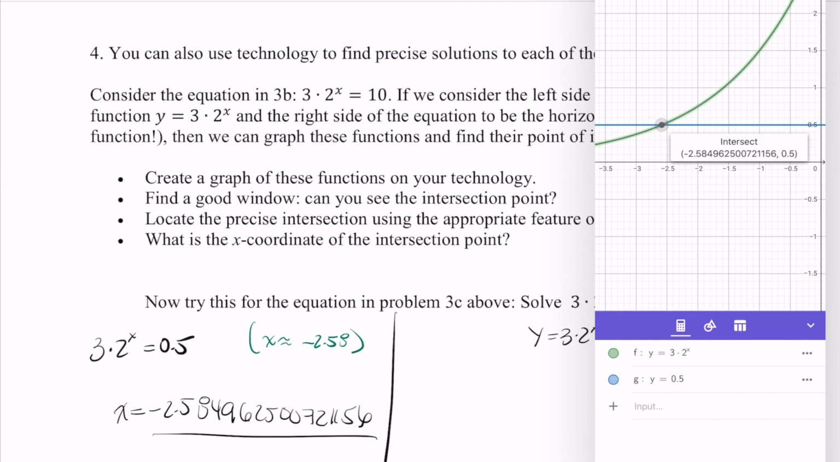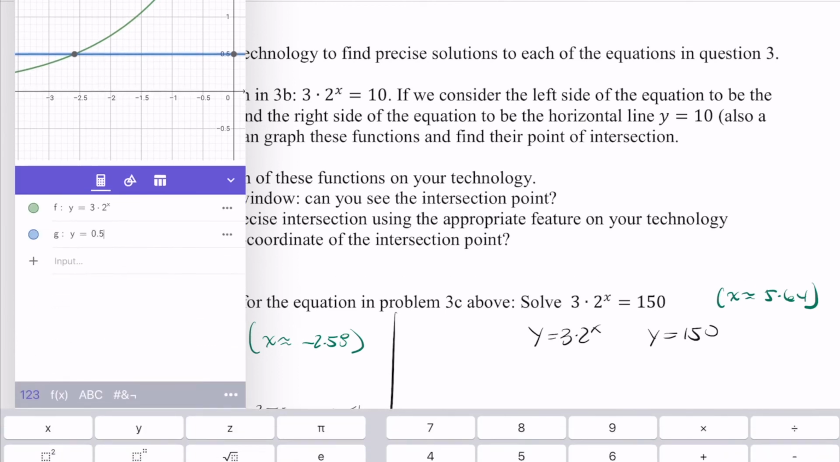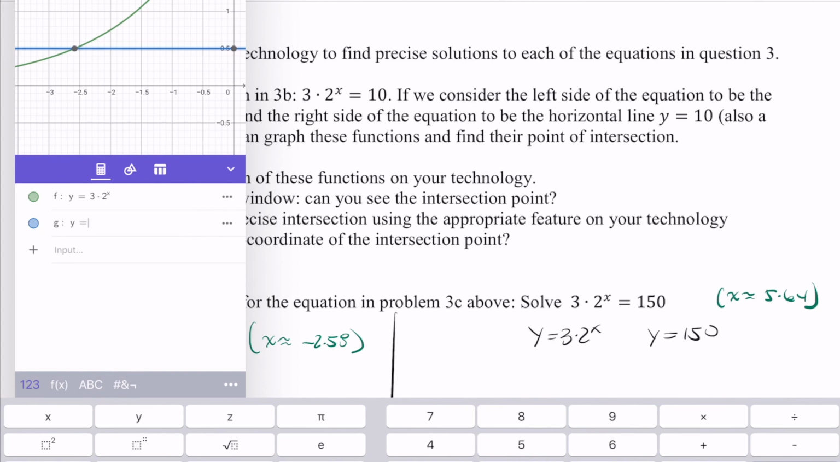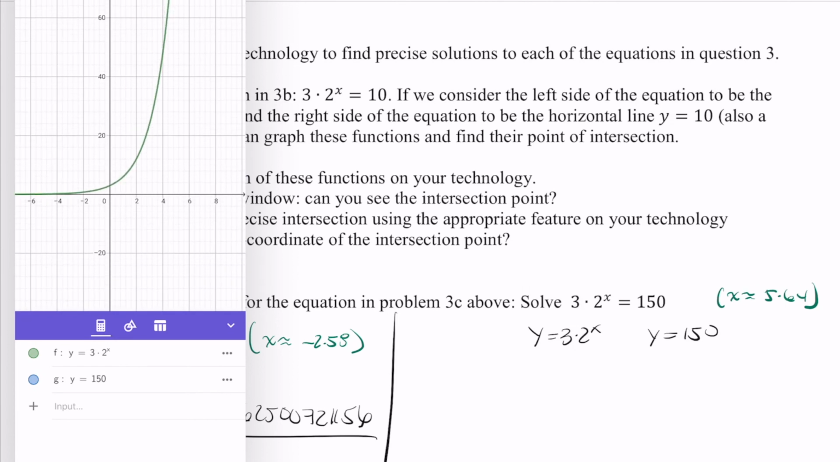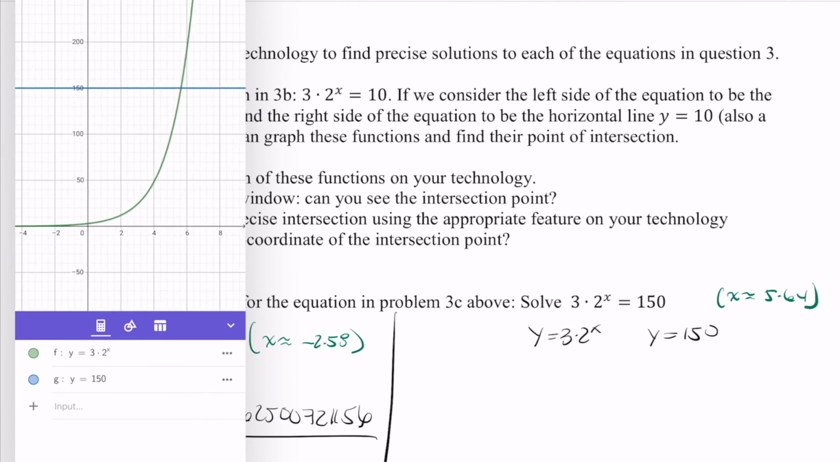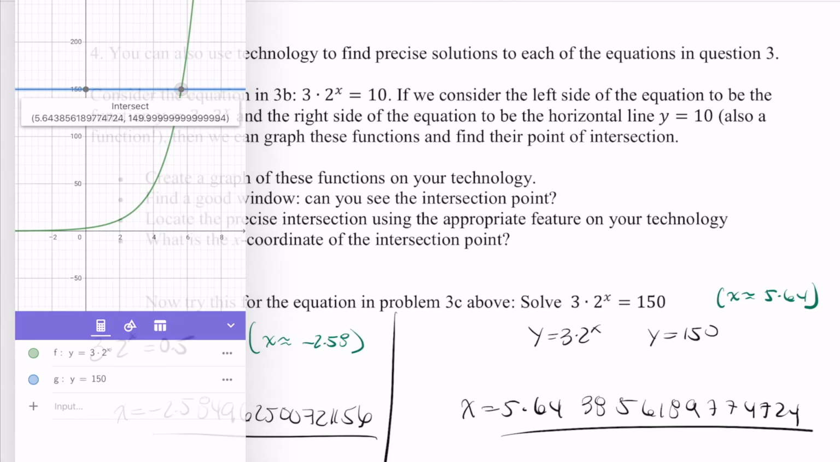Okay, let's do the same thing for 150. So we can do this two ways. I can go ahead and type in y equals 150, or I can touch here next to my G and erase that 0.5 and type in 150. And that will move my blue line to a new place. So now I need to zoom my graph out again. And there is 150. And there's that intersection, 5.64. Again, we were correct with our table. And again, this is to 15 decimal places.